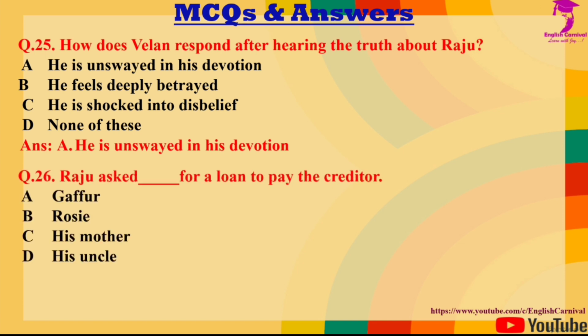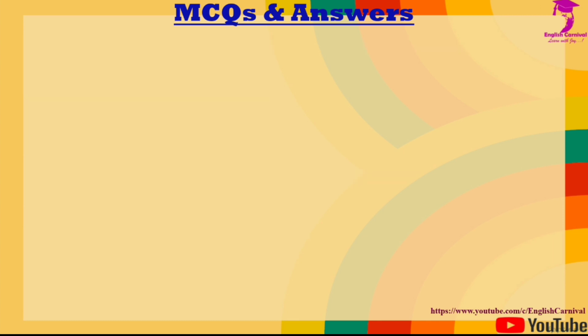Question number 26 we have, Raju asked Dash for a loan to pay the creditor. Options are A. Gafur, B. Rosie, C. His mother, and D. His uncle. The correct answer is A, that is Gafur.